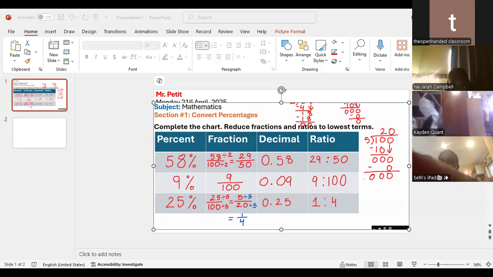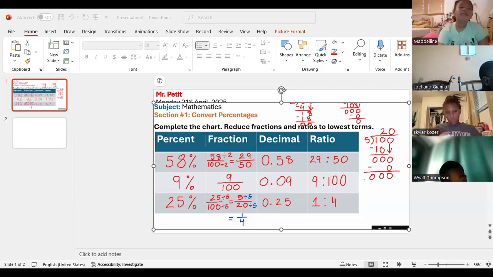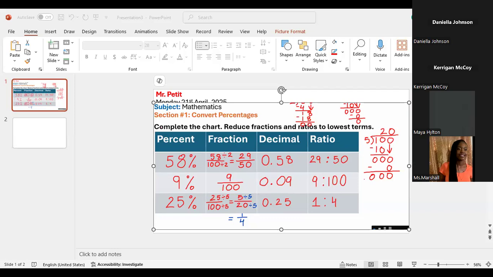Seth, you have to find a number that goes into both of them. Kerrigan, do you understand how to do this? Yes, sir. I don't think so, because you keep getting them wrong.